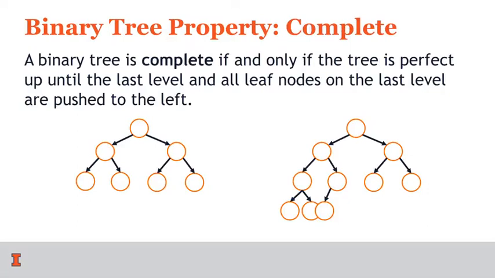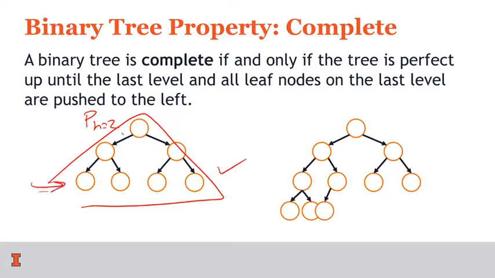The last property I want to talk about is a tree being complete. So we consider a binary tree to be complete if and only if the tree is perfect up until the last level and all of the leaves on the last level are pushed to the left. What this means is we have a perfect tree here. So this is a P of height 2. So it's a perfect tree that has height 2. Notice that all of the nodes have 2 children and all the leaves are at the same level.